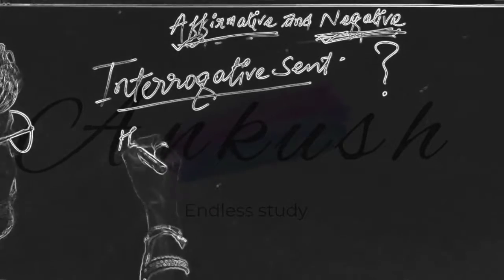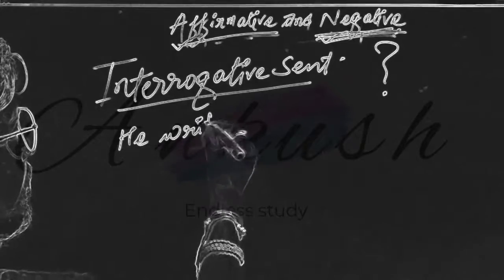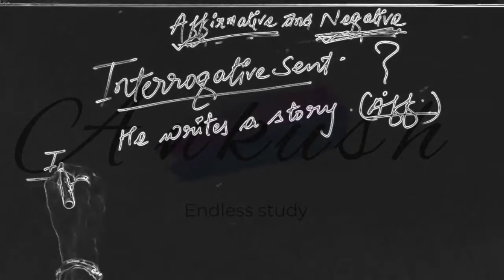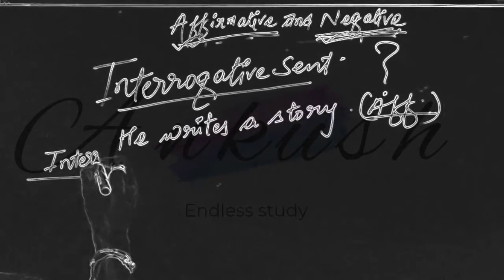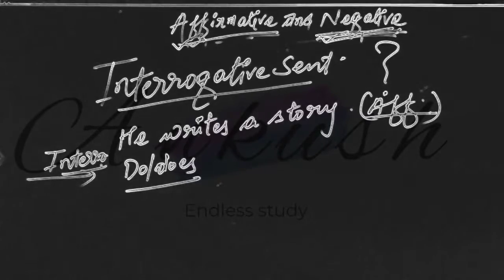We take the previous example, like, he writes a story. This is in what? This is an affirmative, positive sentence. And you have to change this into an interrogative sentence. So how will you change? For this, there is a rule you have to keep. First of all, you will use a helping verb, that is do or does.